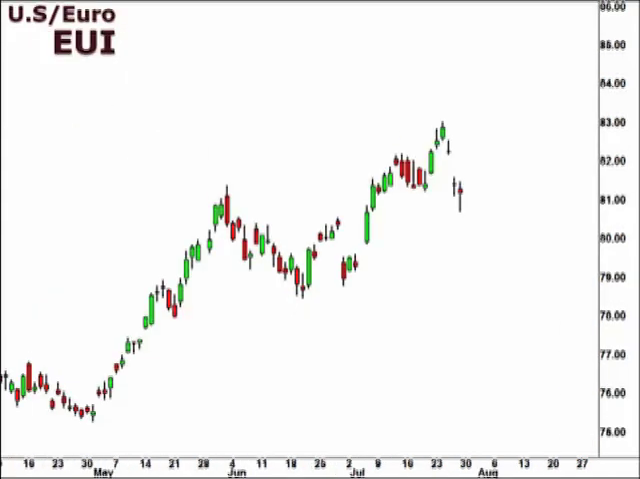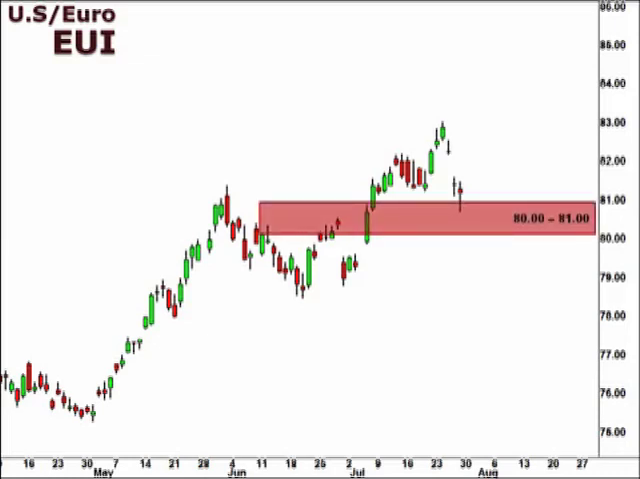Next up, the U.S. dollar versus the euro as seen here in the ISE FX pair value EUI. The EUI took a significant dip once again on the headlines out of Europe, and we expect support to hold at 80.81 this week. A bounce opens the window for a retest of the 82.83 resistance level.